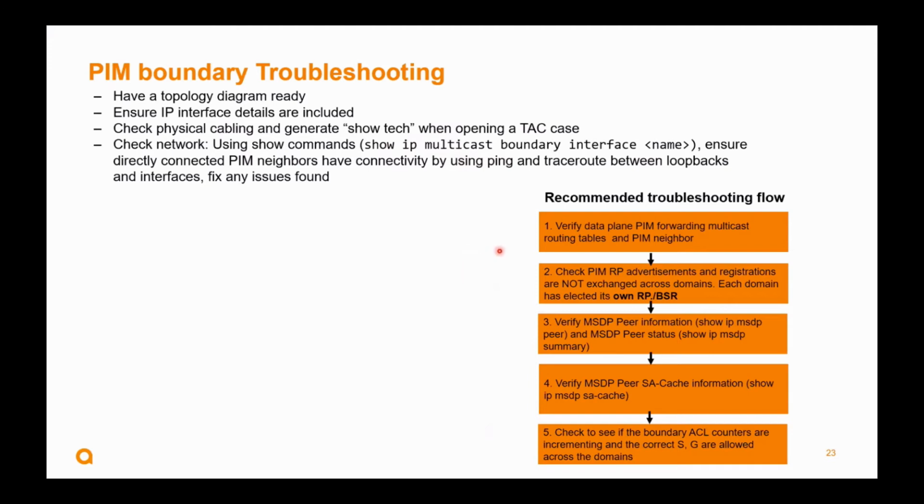Or if I just need to start in general as a whole, I can take a systematic approach to make sure, verify the data plane of multicast forwarding, routing tables, and the neighbors.